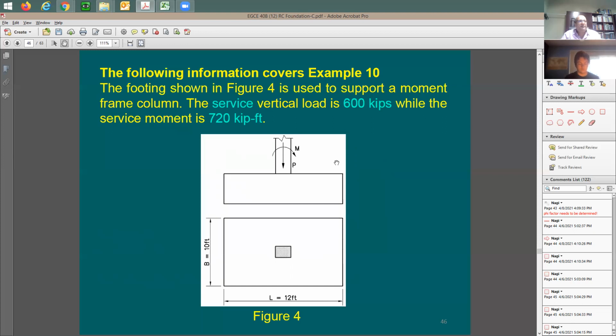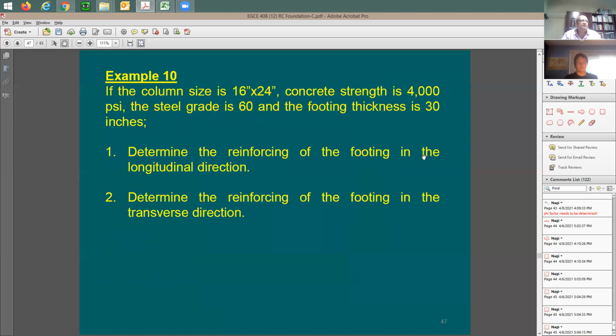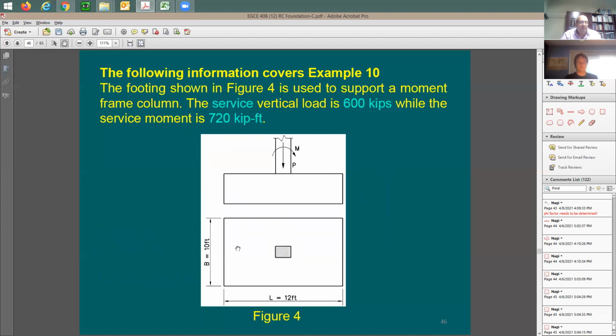All right. So what happened here in this example, I have a service load of 600 kips and a service moment of 720 kip-foot. And this is going to be a footing of a moment frame column. So you have a concentrated moment of 720, and then you have a service vertical load of 600 kips. Have you guys seen this before? An example similar to that, with those kinds of numbers?